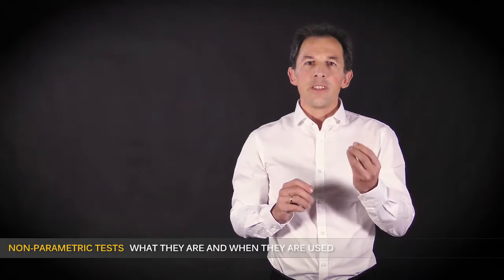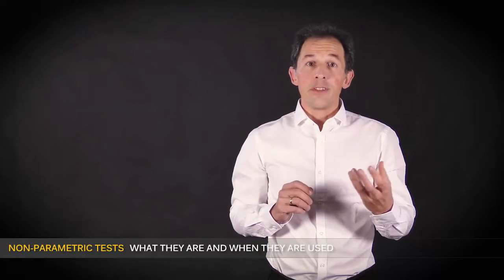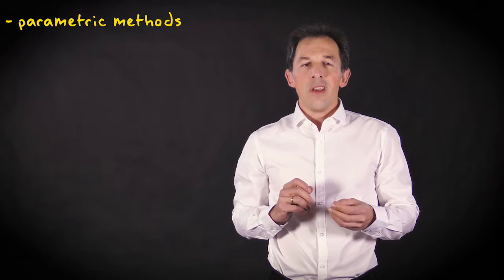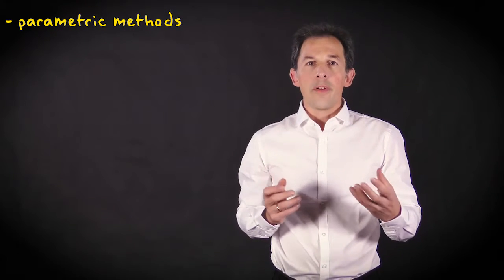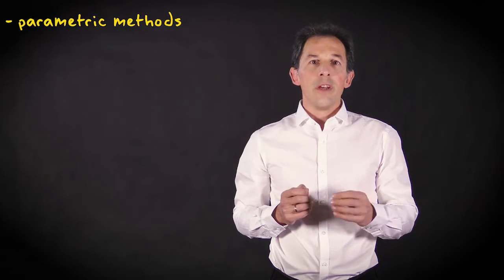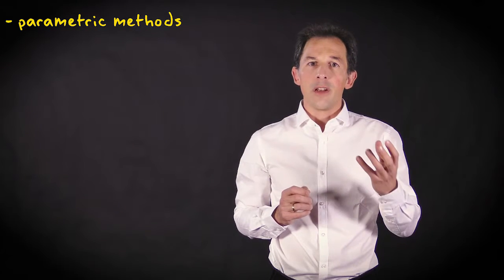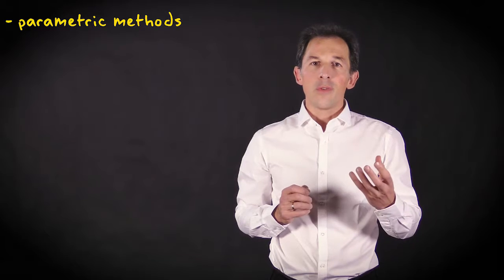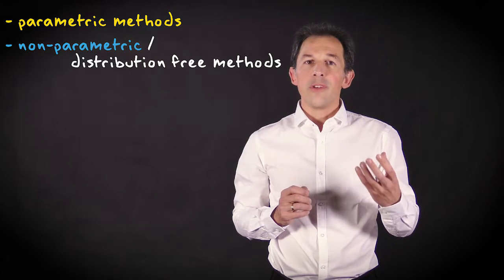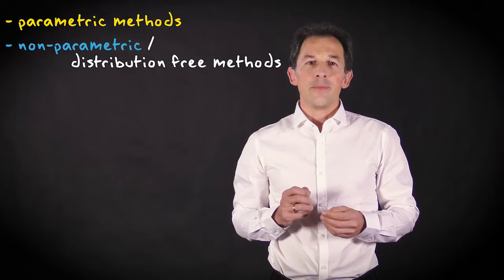Many methods for statistical inference require assumptions about the probability distribution and associated parameters of the population, such as the normal distribution with population mean and standard deviation as its parameters. These methods are called parametric methods. In contrast, there is also a group of inferential methods that do not assume that the population distribution has a particular form. These are called non-parametric methods, or alternatively distribution-free methods.